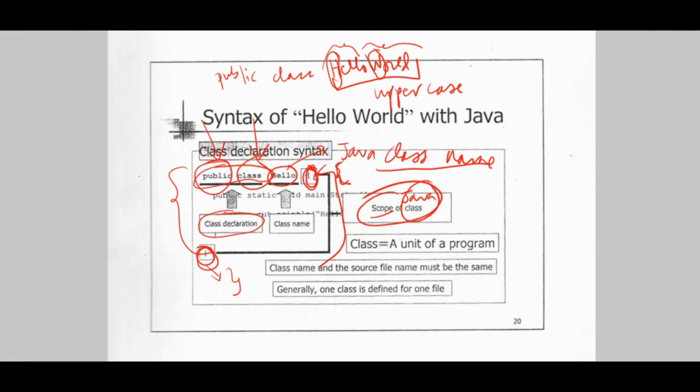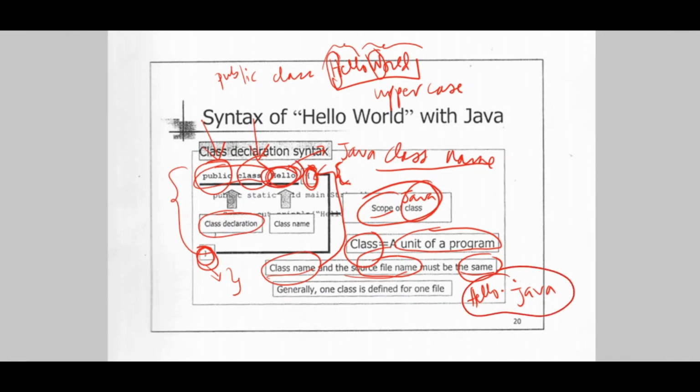This is now a class, a unit of a program, and the class name and the source file name must be the same. As you remember from our last video in the demo, if the Java class name is hello, then the file name would also be hello, and the file name extension is .java. So again, class name and the source file name must be the same. So this is class name hello. The file name of this, when you save it as a file, would also be hello, and the extension is .java because it is source code.